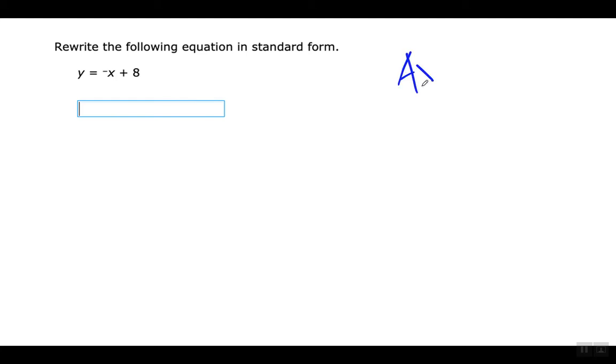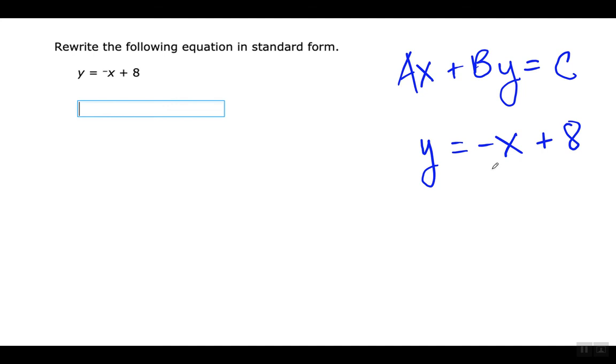Alright, so again, standard form is ax plus by equals c. So they give me y equals negative x plus 8. This is one of the simple ones. So just move the minus x to the left by adding x to both sides. And that'll give you your answer.